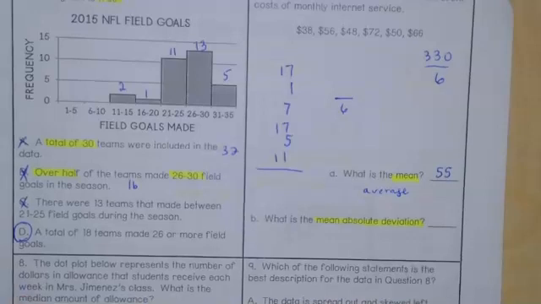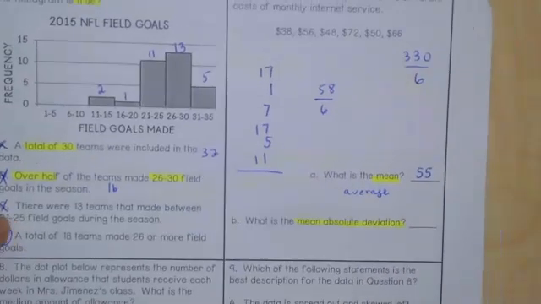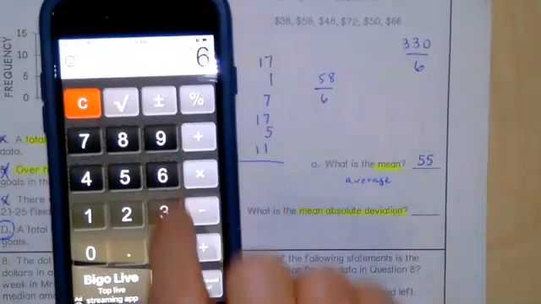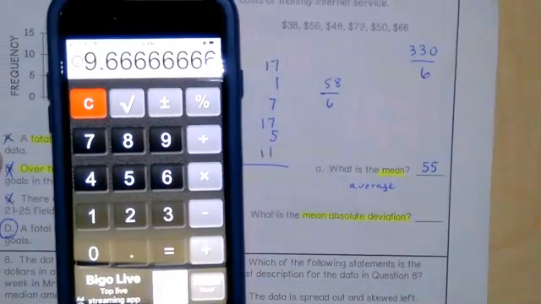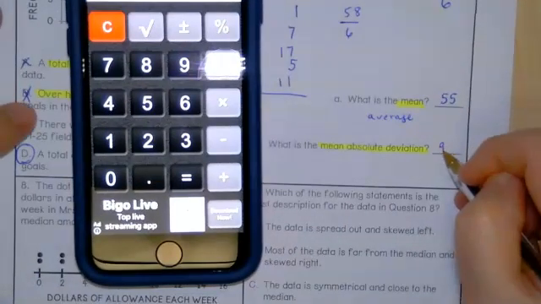What'd you get, Keegan? For your total? Tyler, what'd you get for your total? 58. Now, 58 divided by 6. So the mean absolute deviation is going to be 9.6.